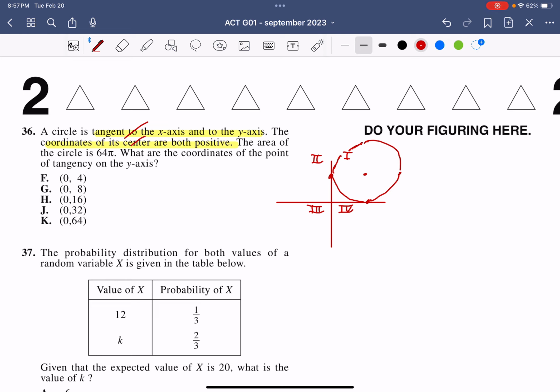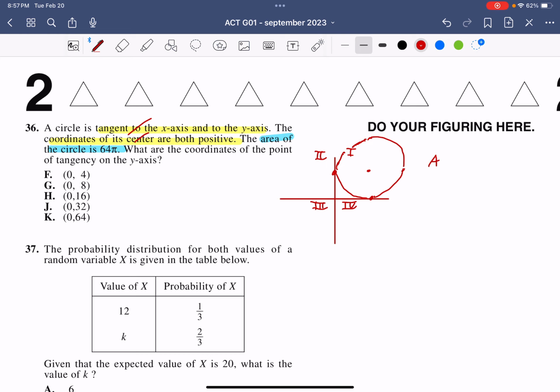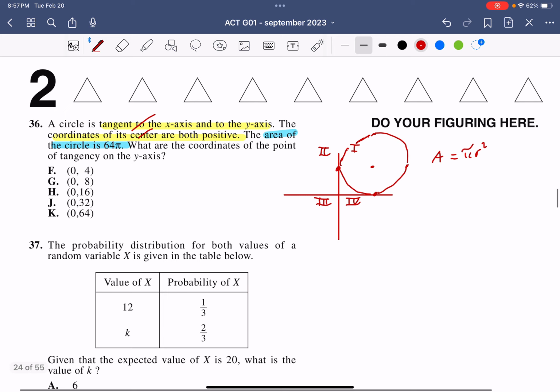It's saying the area of the circle is 64 pi. So the area of a circle, the formula is A is equal to pi r squared. If the area is 64 pi, we can plug that in for A, and we can find our radius. So looking at both sides, we can cross out the pi's, and we'll have 64 is equal to r squared. So to solve for r, we would square root both sides. So we can see that our radius here is going to be 8.